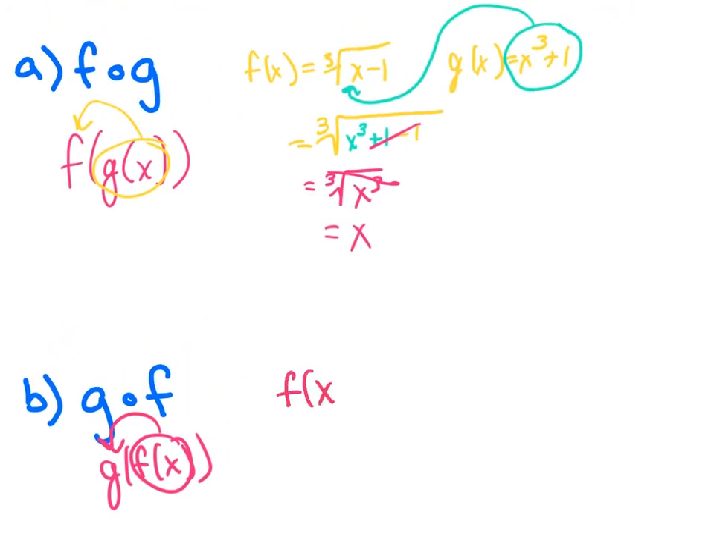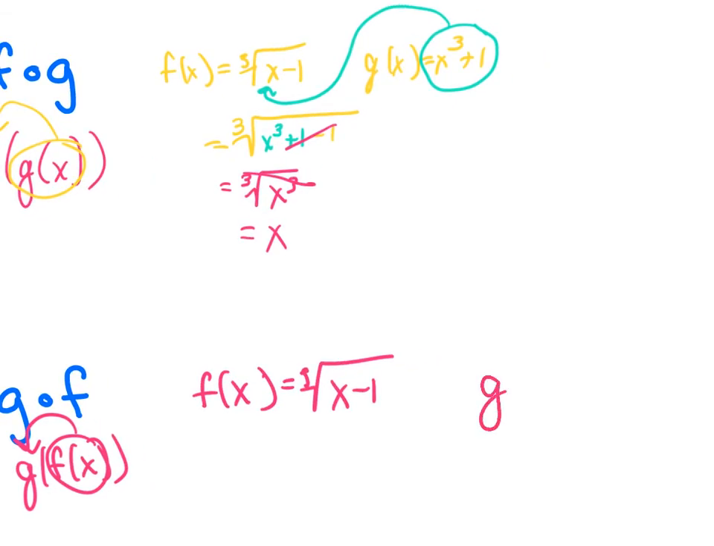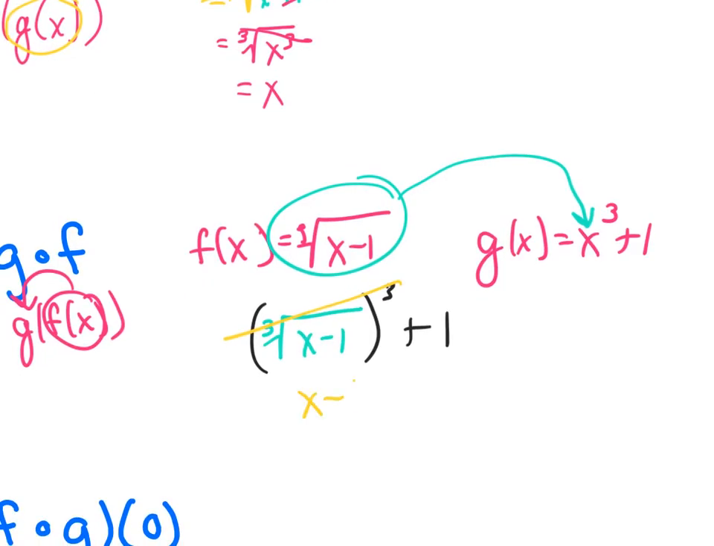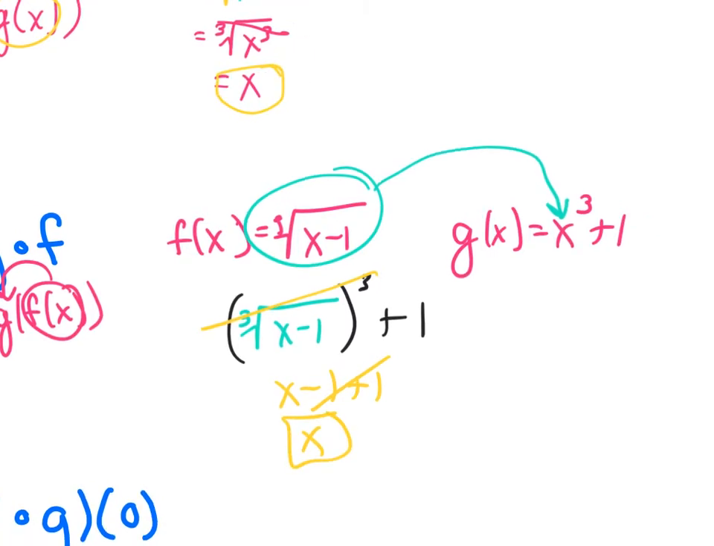So f is the cube root of x minus 1. g of x is x cubed plus 1. So again, we're going to work from the inside out. We're going to take this f function and plug it in right there. So instead of x, I write the cube root of x minus 1 and then finish the function, so cubed plus 1. Well, when you cube a cube root, that cancels out. So I'm left with x minus 1 plus 1. Those two cancel, and I'm left with just x, just like I had up here.